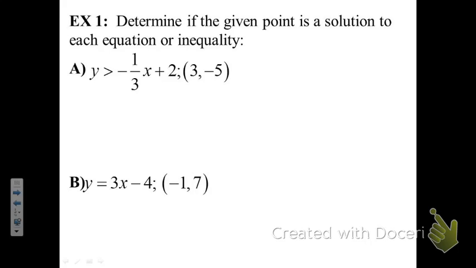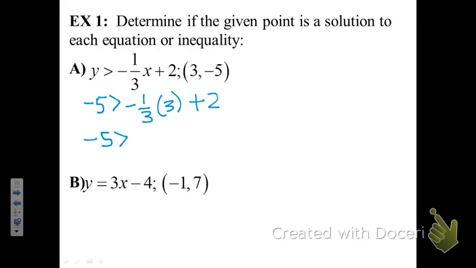Now this is a review. We actually did this in our last unit, and I did it in preparation for this unit. To solve this, you will take the ordered pair given and substitute it in for the values and see if it makes your statement true. So we're going to replace this y with a -5 and also replace the x with 3 and then solve that.